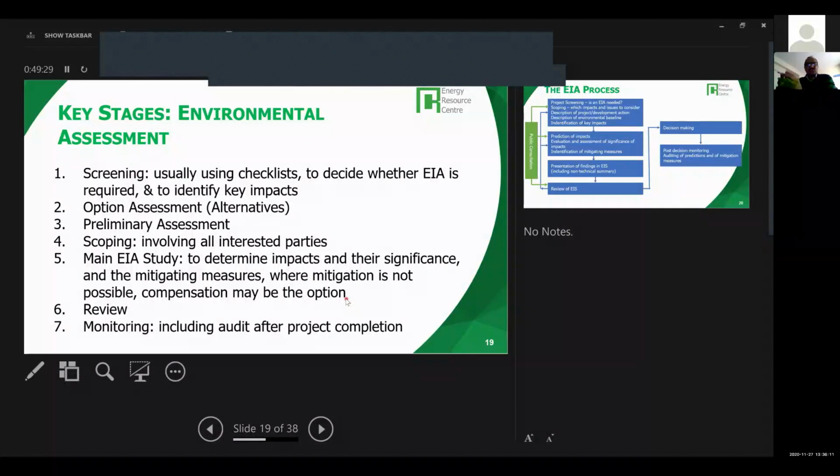Even as far as I know, Mozambique, for example, has a national policy or legislation on environmental impact assessment. So we have to follow that policy when we prepare the environmental assessment.